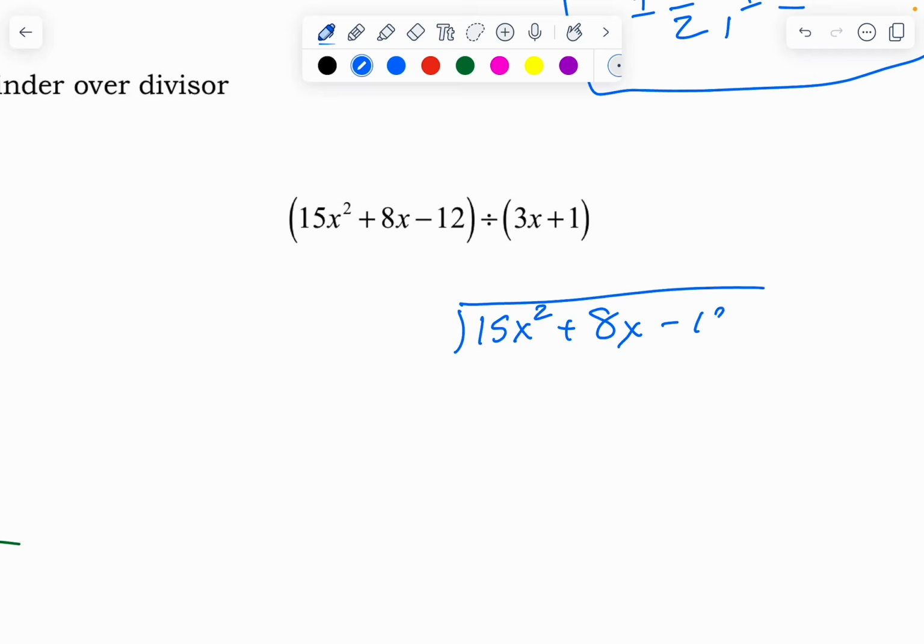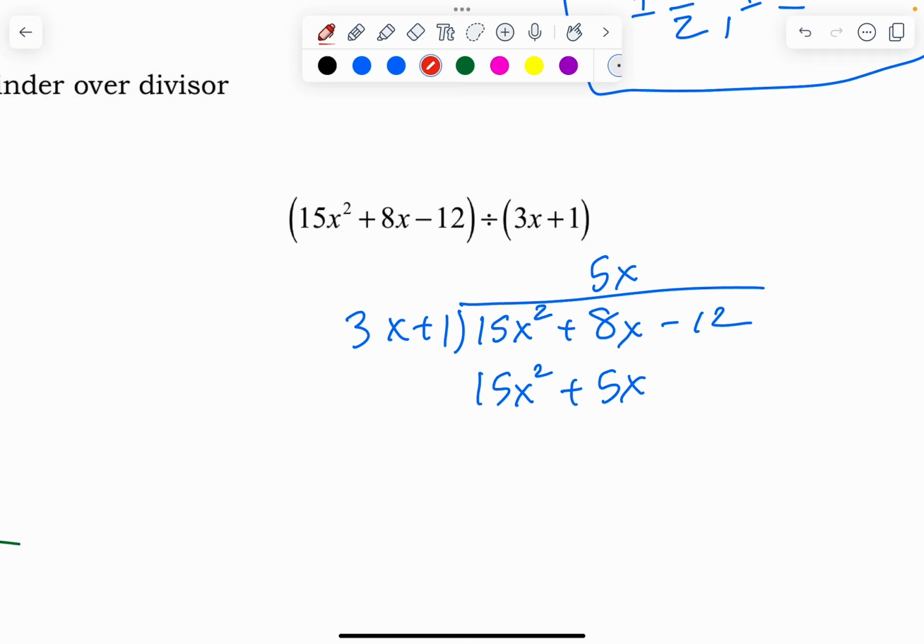Okay, the next one, let's start with blue. I see 15x squared divided by 3x, I get a 5x, and then I multiply this back, 15x squared, and a positive 5x, and then I like to change colors, subtract. This comes down as 3x minus 12. 3x divided by 3x is a positive 1. 3x times 3x, this is a 1.